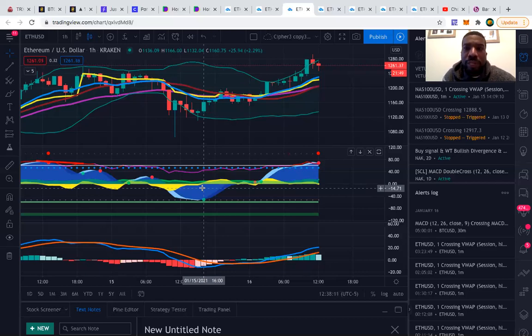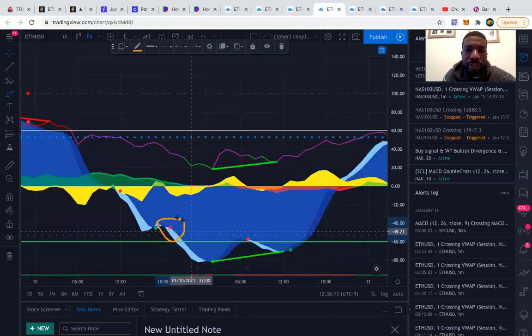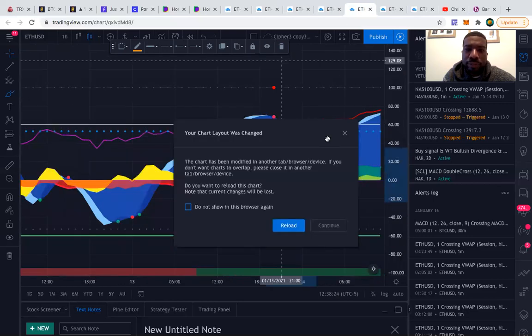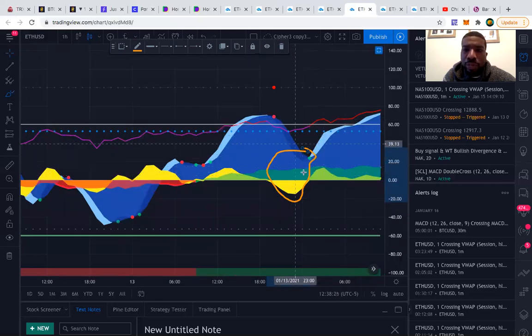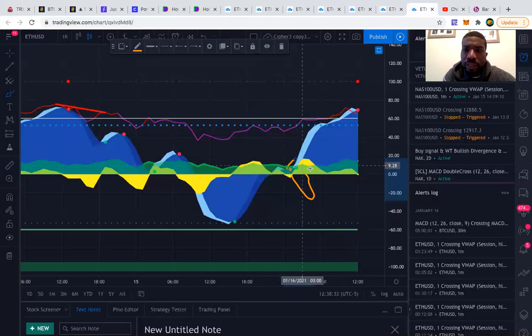So here's what I did to make it easy. I circled this here. This is a strong selling confirmation, right? And we got some more here. This one's a strong buy. This one's another strong sell. And this is another strong buy. So pretty much, let me go back to them now.